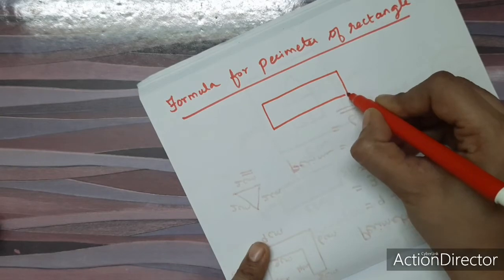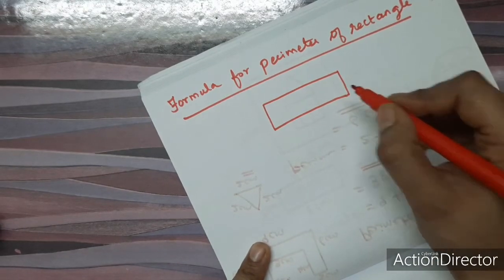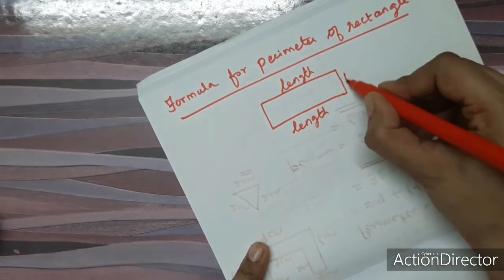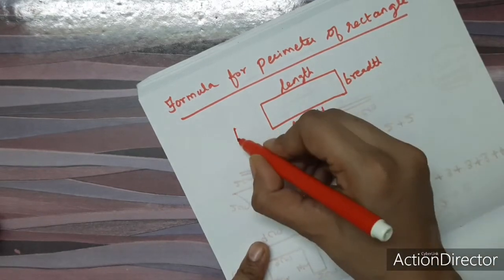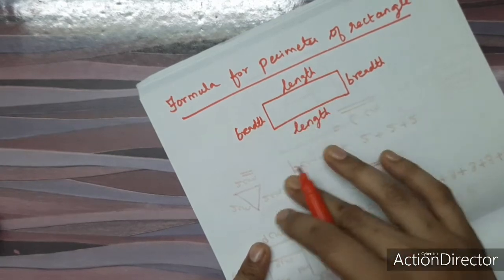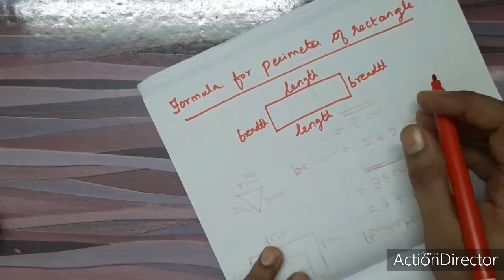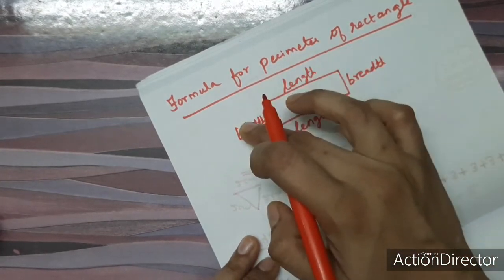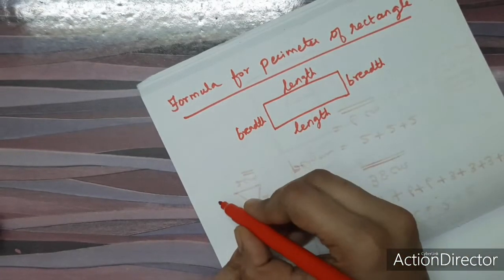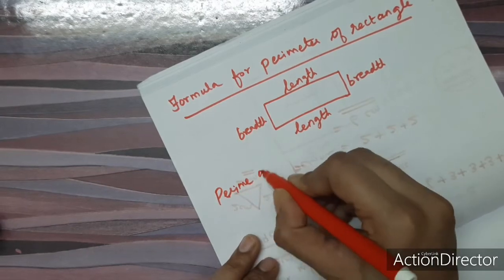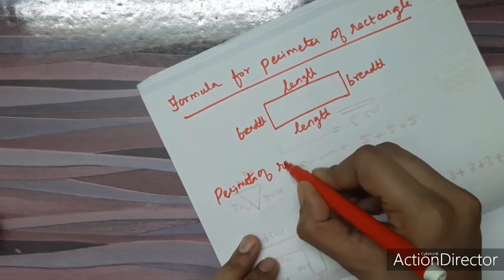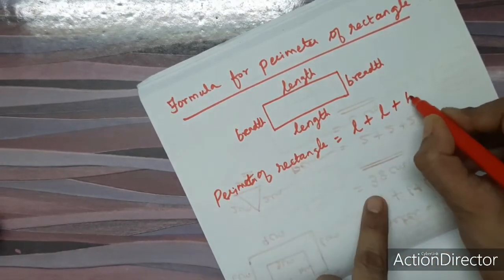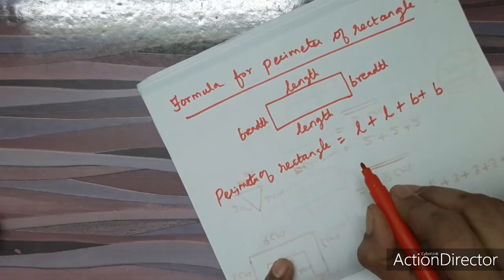You all know for a rectangle opposite sides are equal. So this is length. This is also length. This is breadth. This is also breadth. Okay. So this is a rectangle. So we are going to find the perimeter. Normally, if you want to find the perimeter, what you will do? You will add all the sides measurement. Okay, so perimeter of rectangle is length plus length plus breadth plus breadth. So this is how you will do.